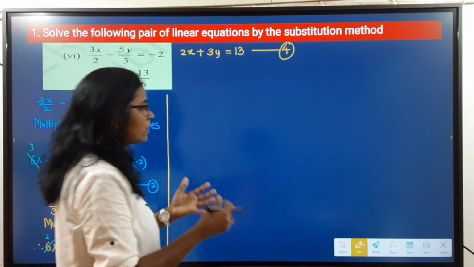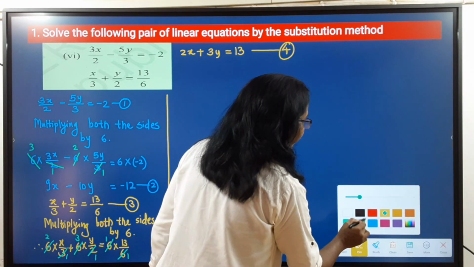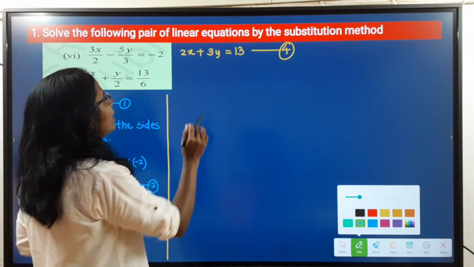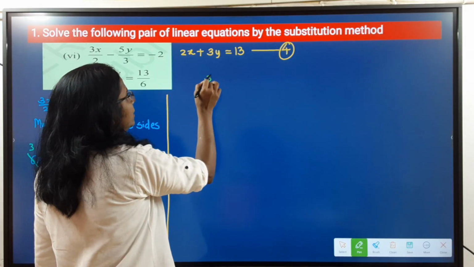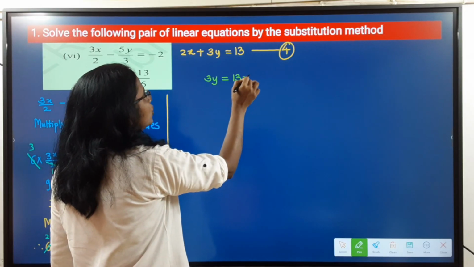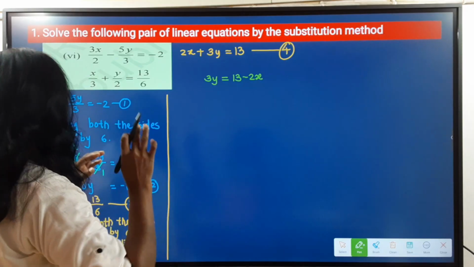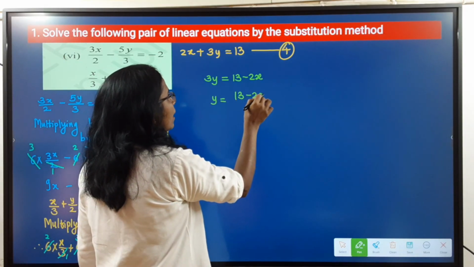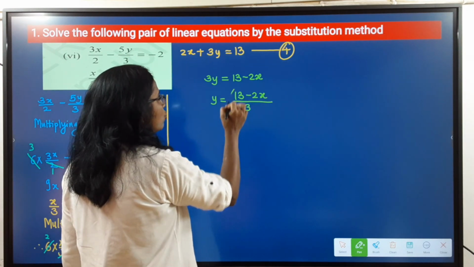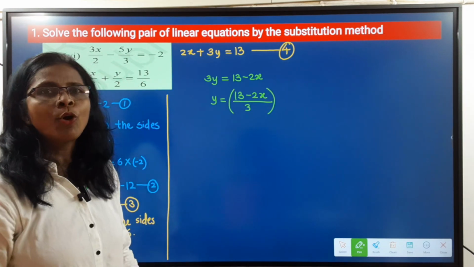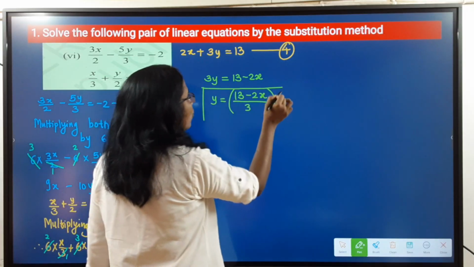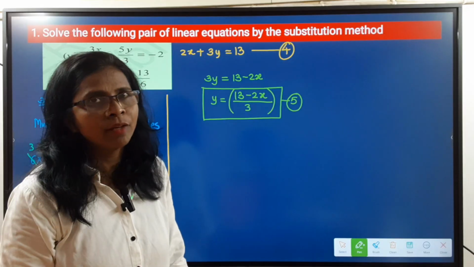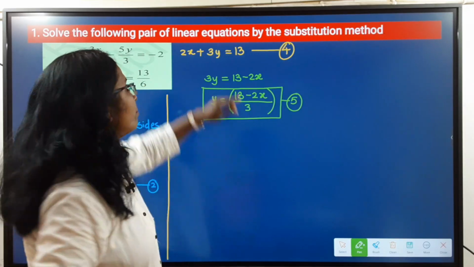Now further, I get the value of, students, first any one variable, and that one variable is y. So here 3y is equal to 13 minus 2x. That means here, students, y is equal to 13 minus 2x upon 3. I get the value of y here, students, and that's why I call it the fifth equation. I get this value of y from equation 4.